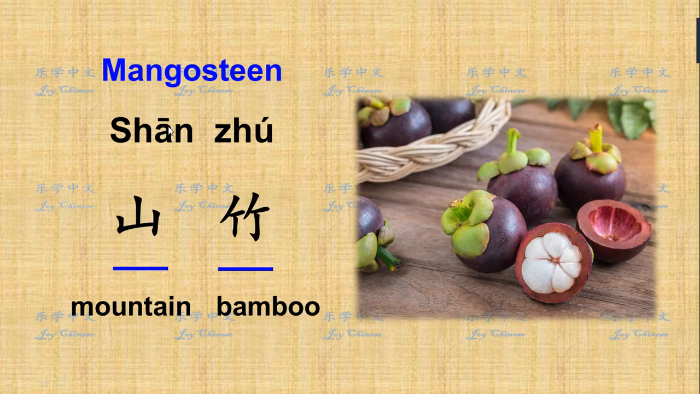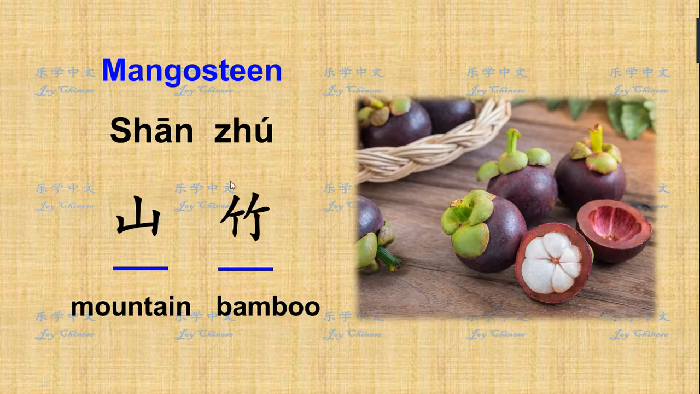Next one is mangosteen. It's named 山竹. The pronunciation of these two is a little bit hard. You have to curve your tongue. 竹, zhu. So your tongue actually curves. The tip of your tongue goes to the bottom of your mouth. 山竹. The meaning of shan is mountain or hill.